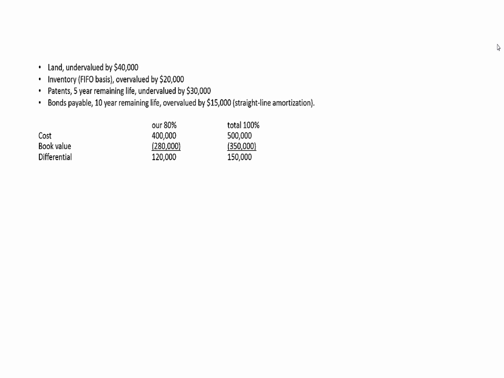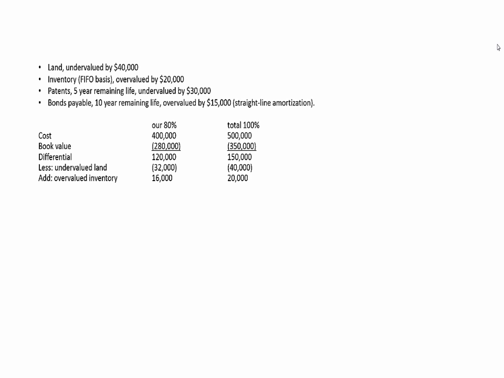So we paid, or Little is worth, more than book value, and the question now is, why are they worth more than book value? Well, they've got some undervalued land. The land is worth more than book value, therefore the company is worth more than book value. So we're explaining away part of that differential. $40,000 total misvaluation, our share $32,000.